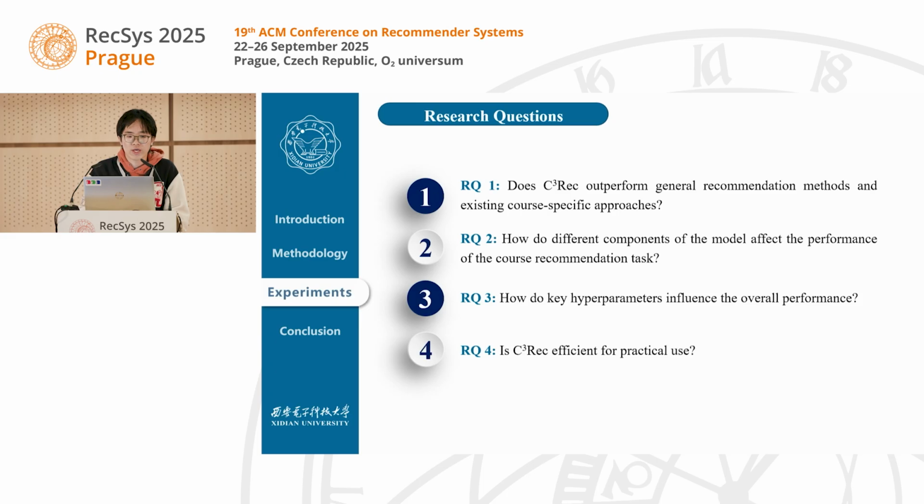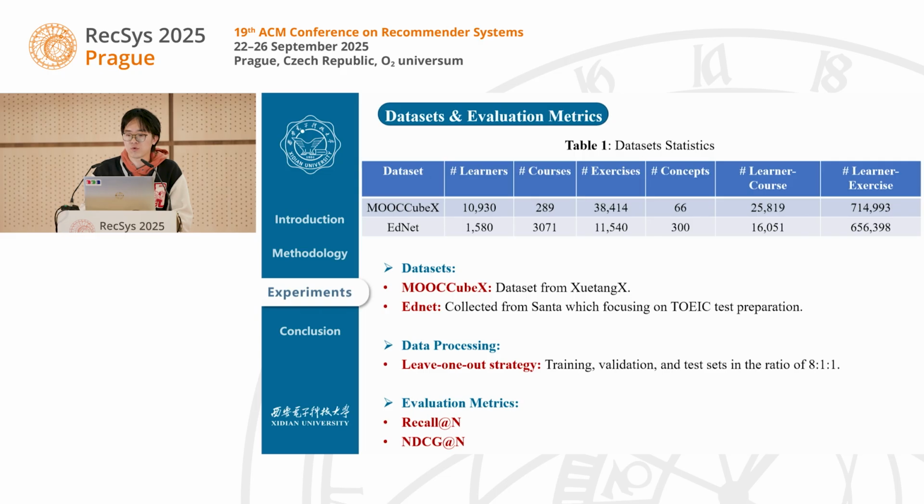And we are trying to answer 4 kinds of research questions in our experiments. The first one is about the data: we use 2 different data sets. The first is called MOOCCubeX, a data set from XuetangX, which is an online learning platform in China, and then EdNet, which is collected from Santa, which focuses on TOEIC test preparation.